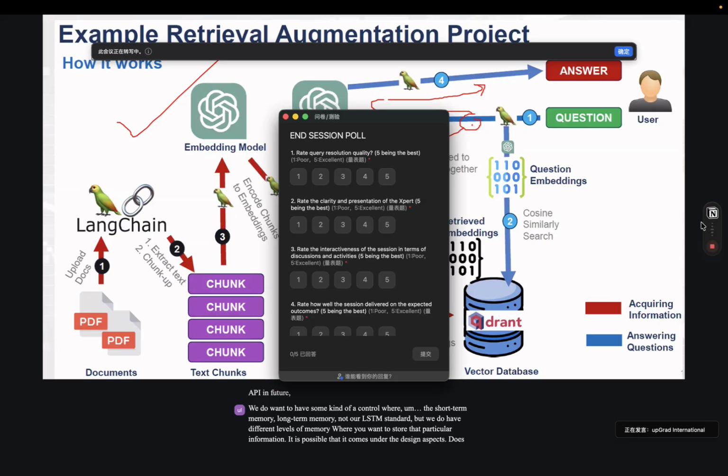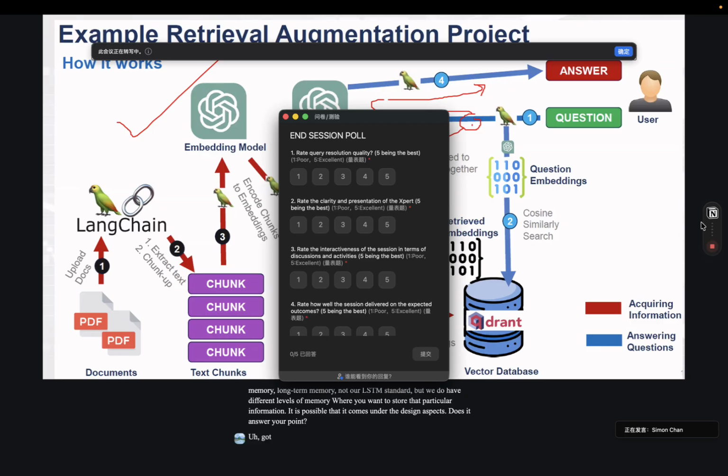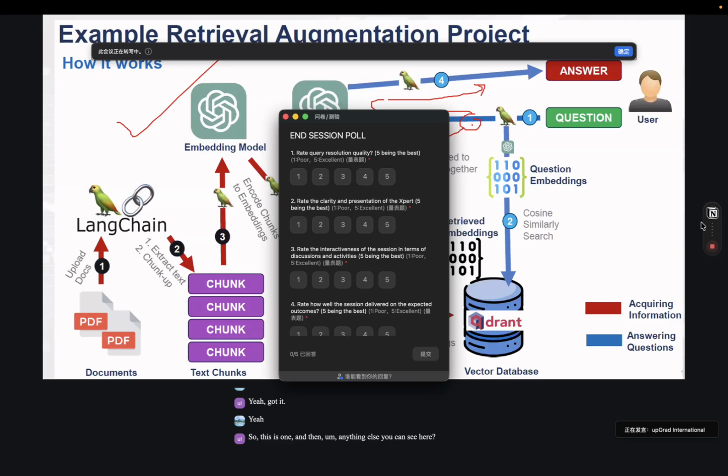Does it answer your point? Got it. Look forward for details soon. Yeah. Got it. So this is one, and then anything else you can see here. But otherwise, when you have a few more minutes, let me spend.